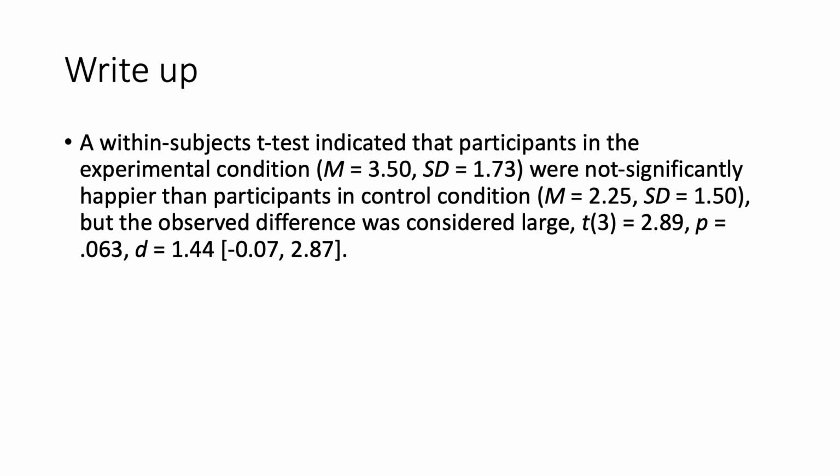All right, the write-up is fairly similar. A within subjects t-test indicated that participants in the experimental condition, means and standard deviation, same rules apply with italics, were not significantly happier than participants in the control condition, means and standard deviation, same rules apply with the italics, but the observed difference was considered large. t, 3 degrees of freedom equals 2.89. You'll notice I changed that from a negative because this was actually in line with my hypothesis. Comma, my p equals 0.063, no zero in front of that.